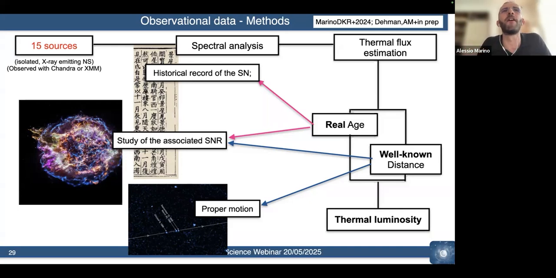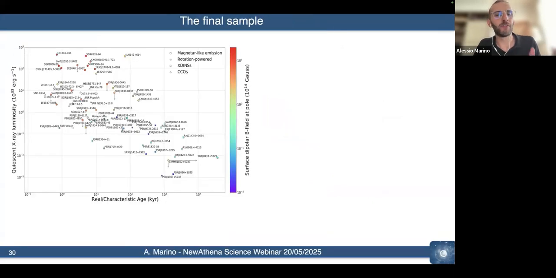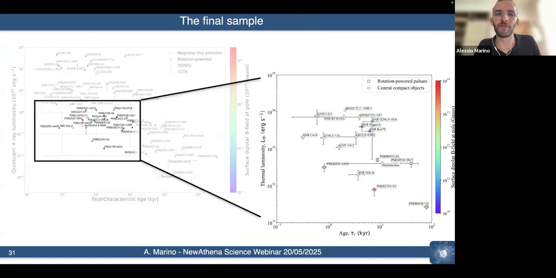The other way in which we have nicely estimated distances for these sources is proper motion. So applying this filter, which is only sources for which we have a real age and well-determined distances, forced us to go from a sample of 70 sources to a sample of only 15 sources, so reducing our sample sensibly. So this was the luminosity versus age of all the sources that we analyzed at the beginning. And then this is the final sample with only the sources for which we are sure about age and distances.